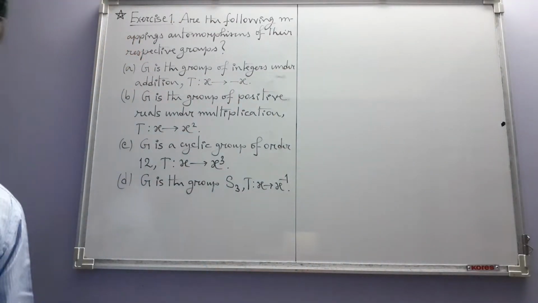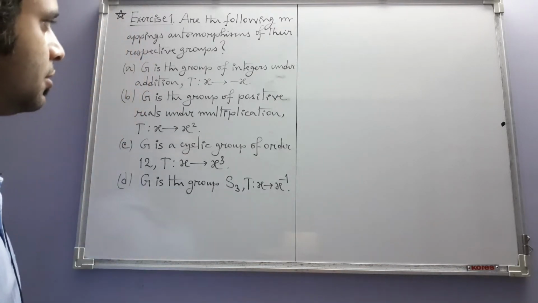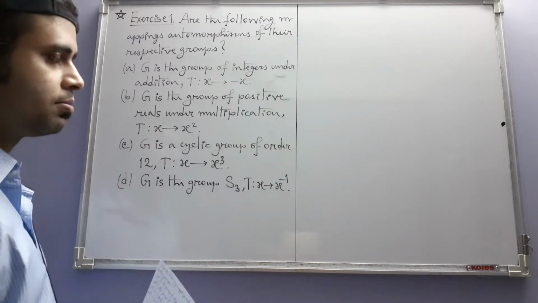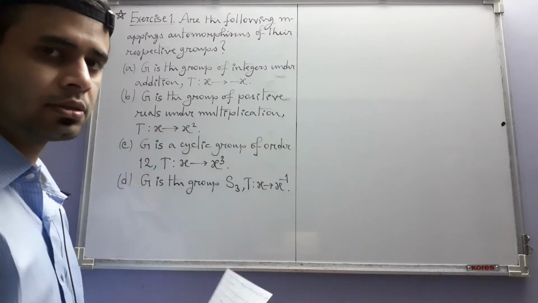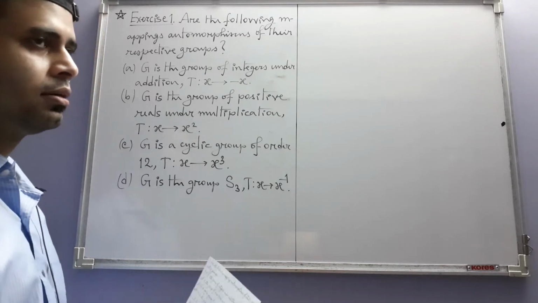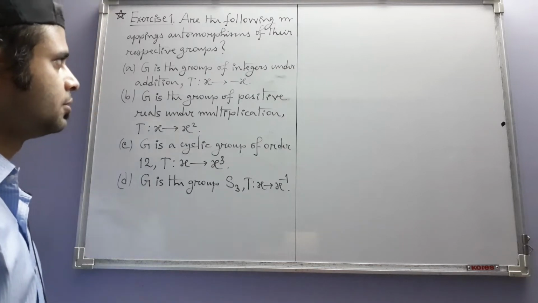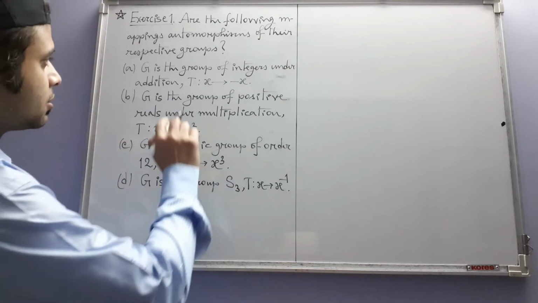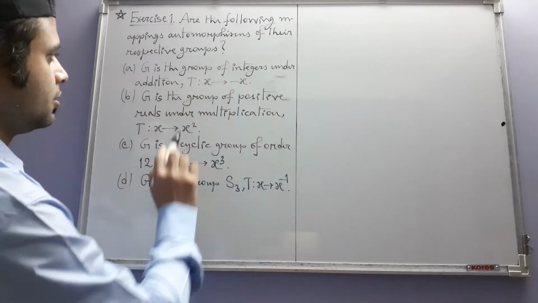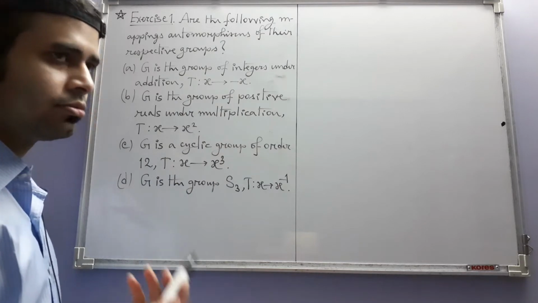We have finally come to the actual exercises from the text. In this first one, we are given some groups and some functions defined on those groups. We have to decide whether each function is an automorphism of the given group. In the first part, the group is the group of integers under addition, and the function t maps every integer onto its negative.